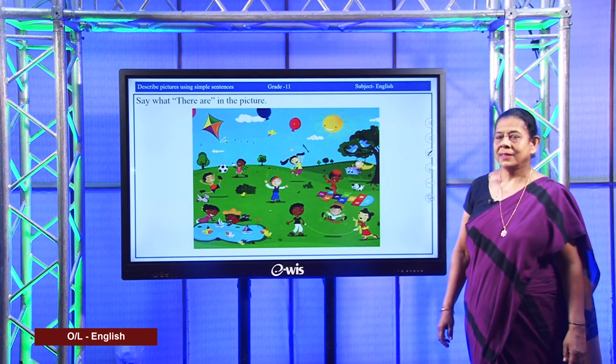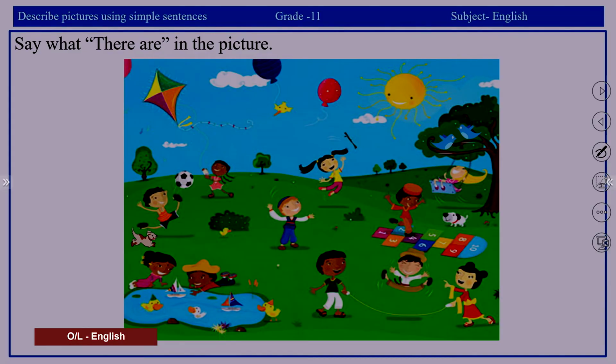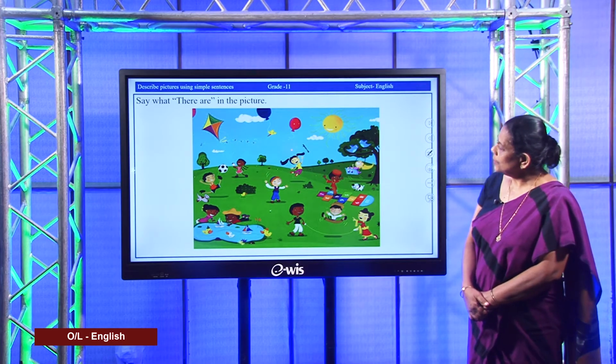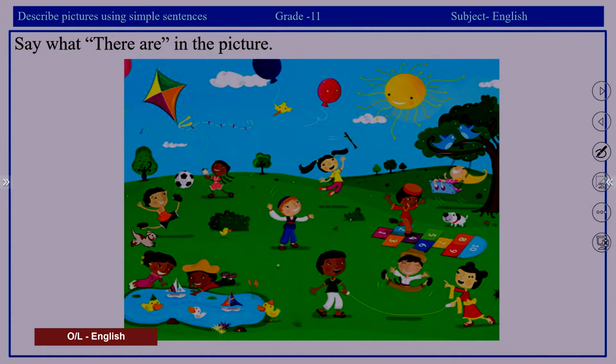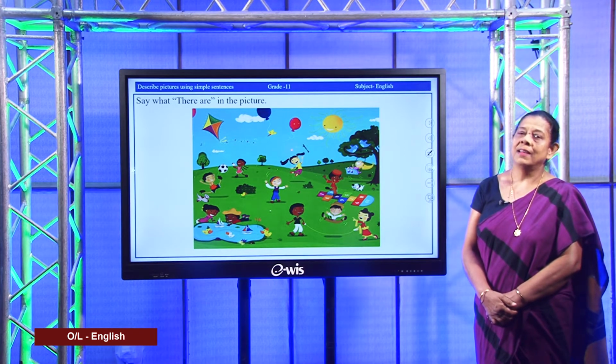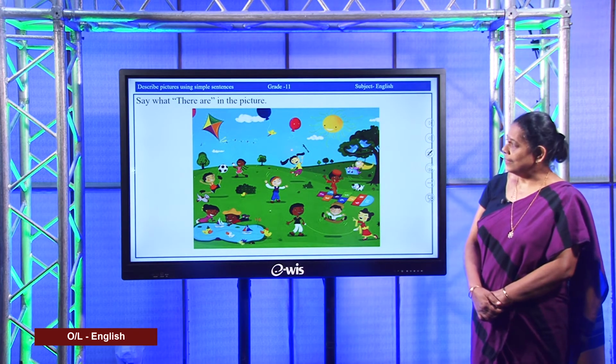Right. Yes. Oh, very beautiful picture. Yes, what can you see there? Study the picture, children. Yes. Can you describe this picture? Now you have to describe the picture using there are. In the earlier picture, you described using there is. Now you have to describe using there are. Right? Study the picture well.